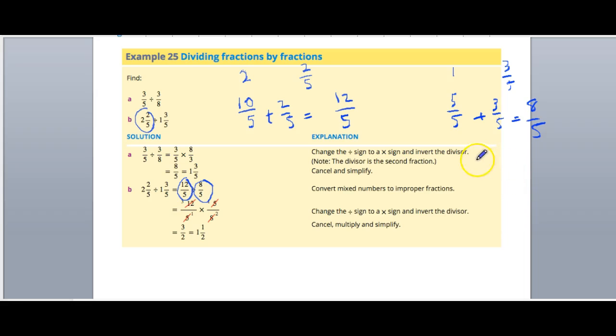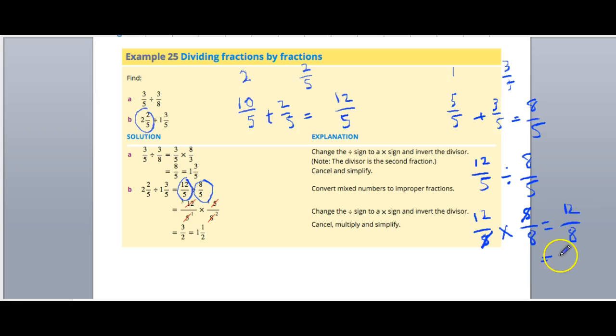Anyway, let's get moving. We have 12/5 now divided by 8/5. Remember, the first part stays the same, so the 12/5 stays. The divide sign now becomes a times, and we take the reciprocal, so we flip the 8/5 to become 5/8. Can you see if anything cancels out? Is there a number on the top that's also on the bottom? There's a 5 here and a 5 here. They cancel out, and we're left with 12/8.